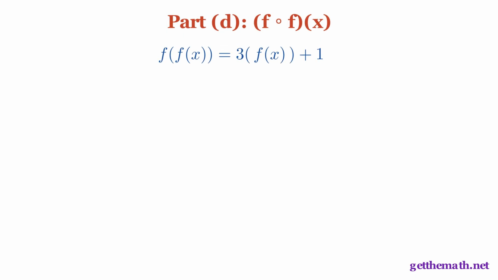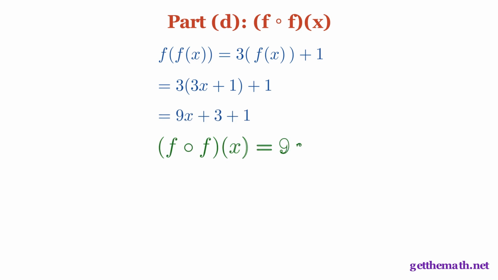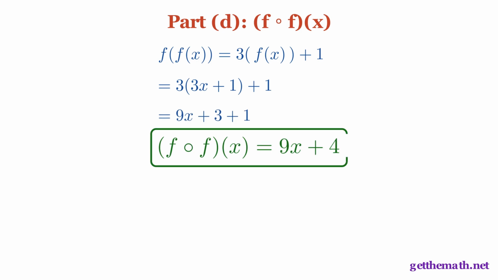f of f of x means substitute f of x into f. f of x equals 3x plus 1. Replace every x with 3x plus 1. f of f of x equals 3 times the quantity 3x plus 1, plus 1. Distribute: 9x plus 3, plus 1. Combine: 9x plus 4. f composed with f of x equals 9x plus 4.